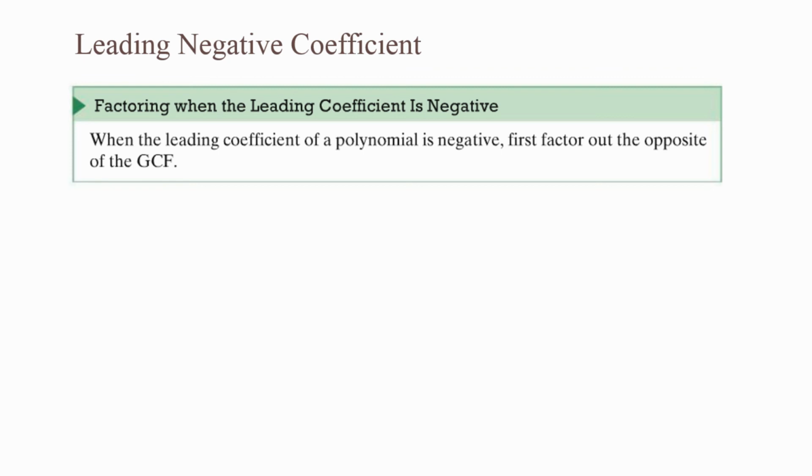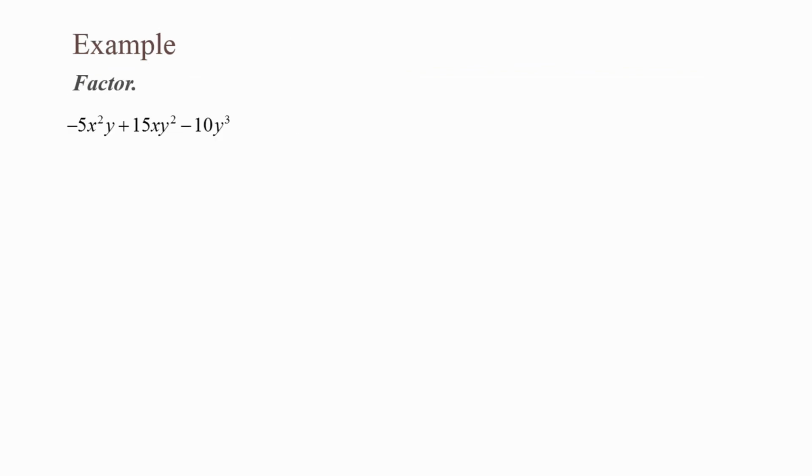Leading negative coefficient. Factoring when the leading coefficient is negative. When the leading coefficient of a polynomial is negative, first factor out the opposite of the GCF. For this example, I want to factor negative 5x squared y plus 15x y squared minus 10y to the third. Since my first term, negative 5x squared y, is negative, I have to factor out that negative.